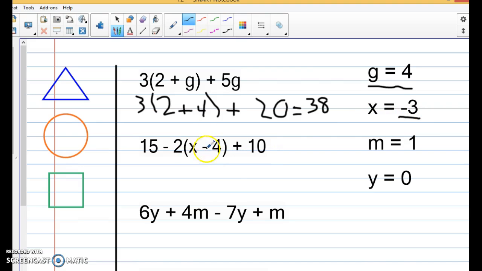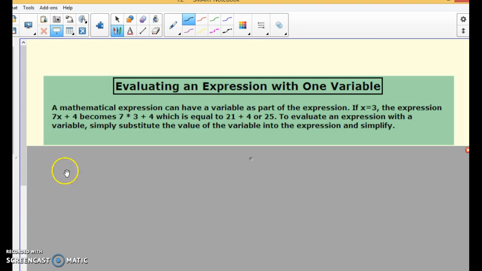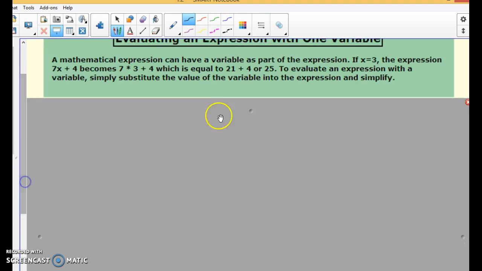I would say negative 3 minus 4 is negative 7. Plug it in and figure out what my answer is. I have another example over here of the same thing.